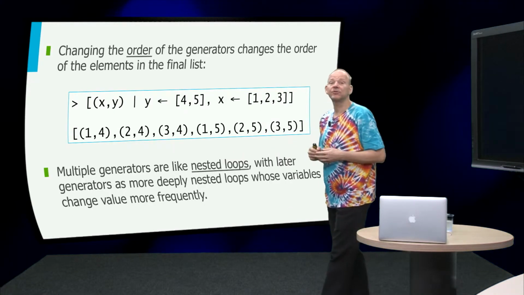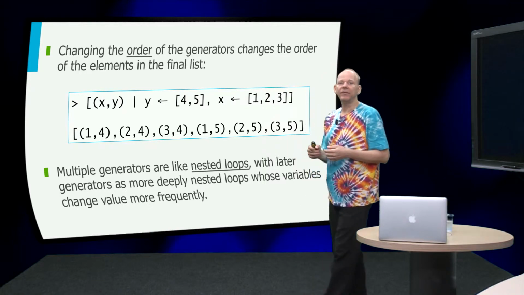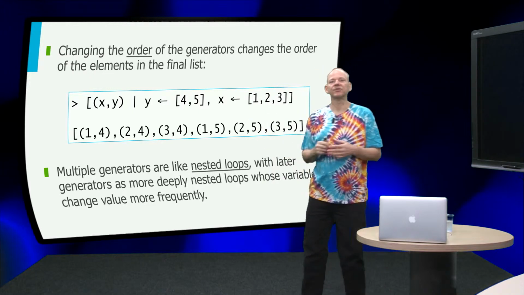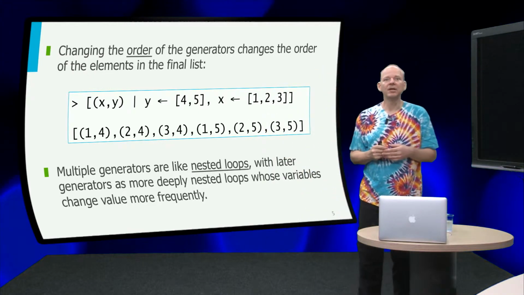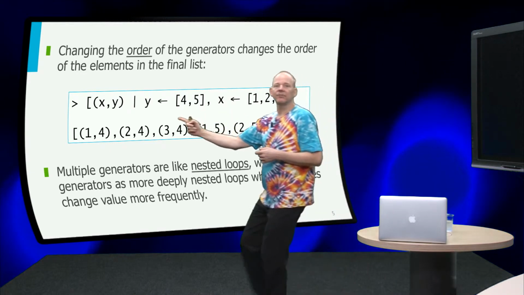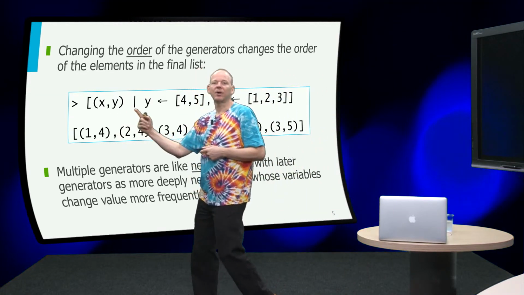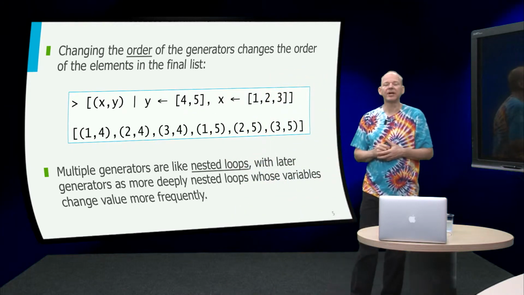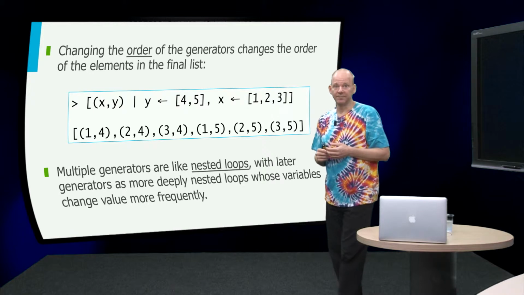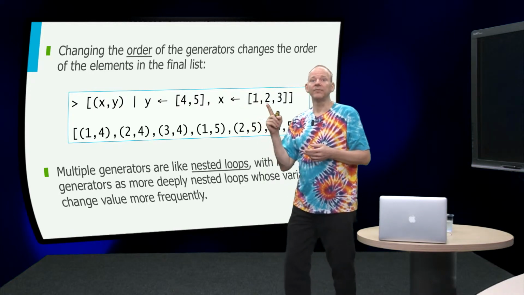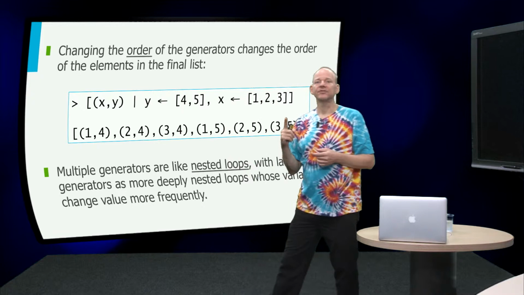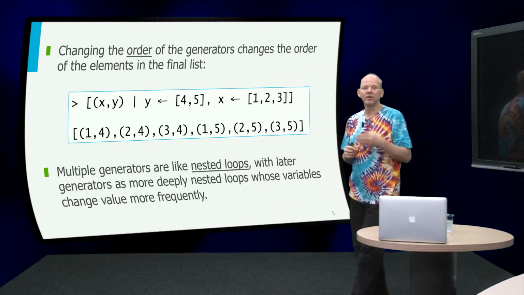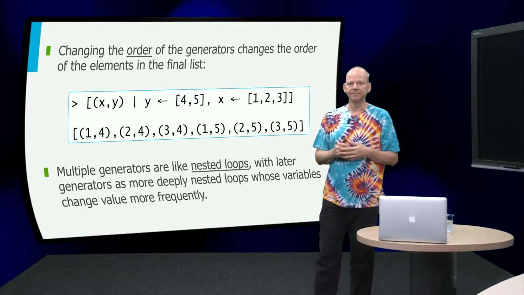If we swap the order of the generators, then now x varies most quickly because this becomes the inner loop. Notice that we still have x, y here, so we only swapped the order of the generators, not the order of the variables. So now instead of y moving fastest, we get x moving fastest. The result is 1, 4, 2, 4, 3, 4, etc.